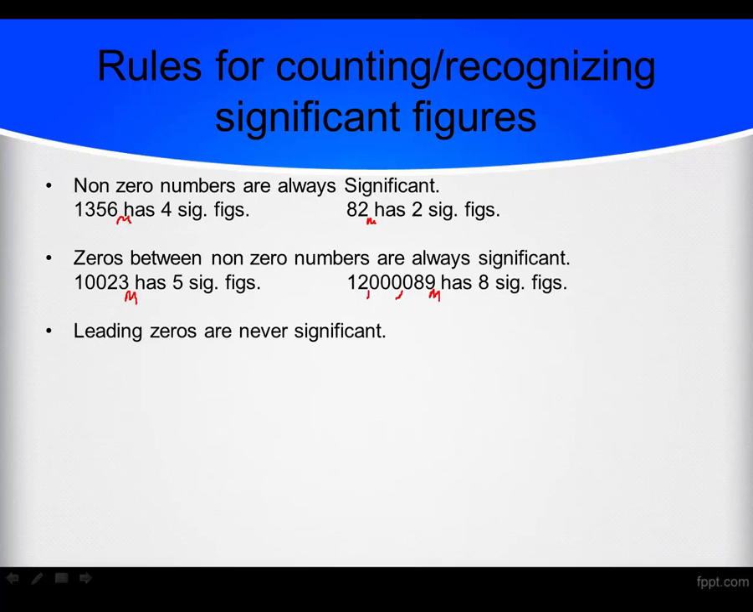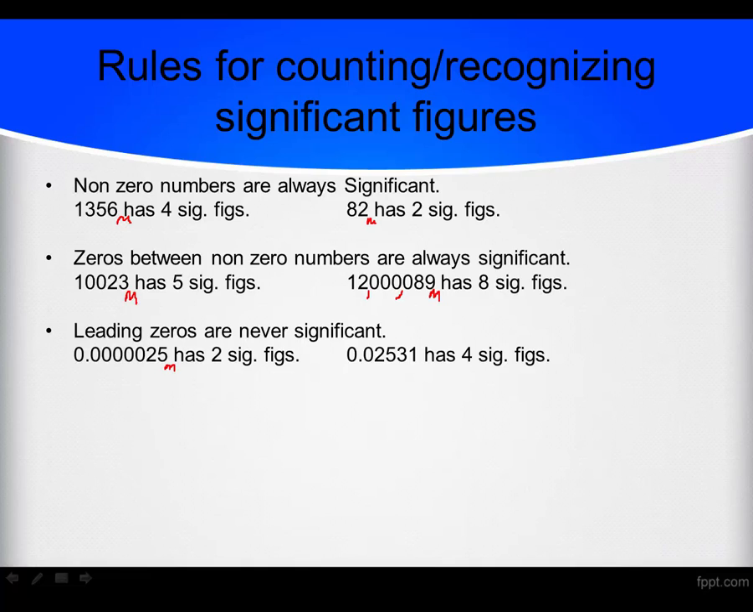Next rule, leading zeros are never significant. Zeros placed in front of a non-zero digit never, ever, ever get counted as being significant. Are they important? Yes. Are they significant? No. Significance is a definition. So for instance, this value here is 0.00000025. I'm going to call that meters again.